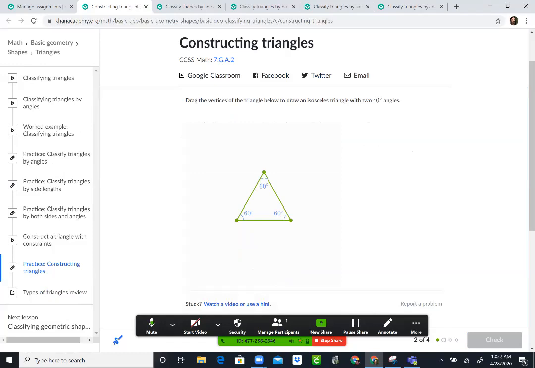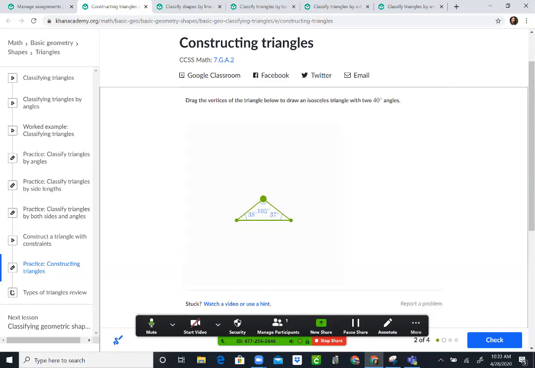So that's 9, 12, and 15. The next one says drag the vertices of the triangle below to draw an isosceles triangle. That means two sides equal with two 40-degree angles. Right now I have two 60-degree angles there at the bottom. I'm going to have to make them 40. So right now I notice that as I drag upward, my bottom angle is getting bigger, so that's not good. It needs to be 40. So that's 30, that's 41, 39, 38. I'm going the wrong way. So I almost got to my 40, 35, 38, 40. Uh-oh, I passed it.